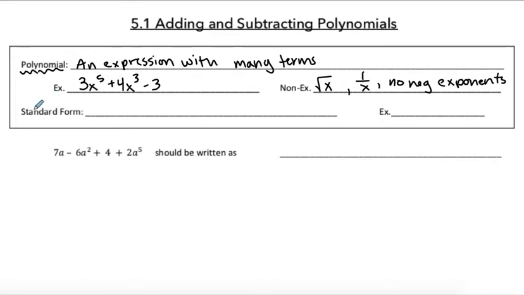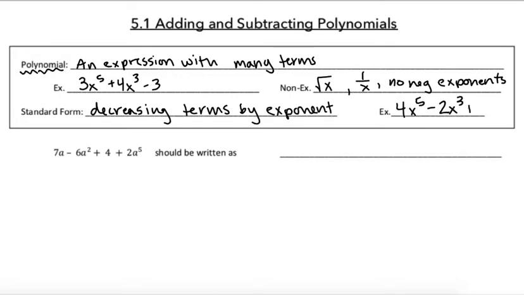When we write a polynomial, we have standard form, which is in decreasing terms by exponent. So this is in standard form. An example would be 4x to the fifth minus 2x to the third plus 5. As long as we're decreasing, where this is x to the fifth, x to the third, and this is really x to the 0, we can leave it that way in standard form.